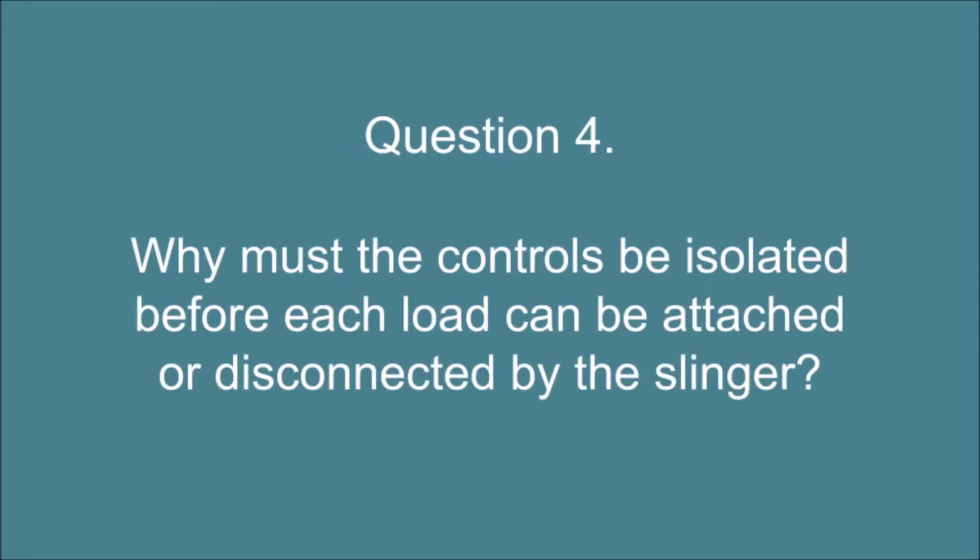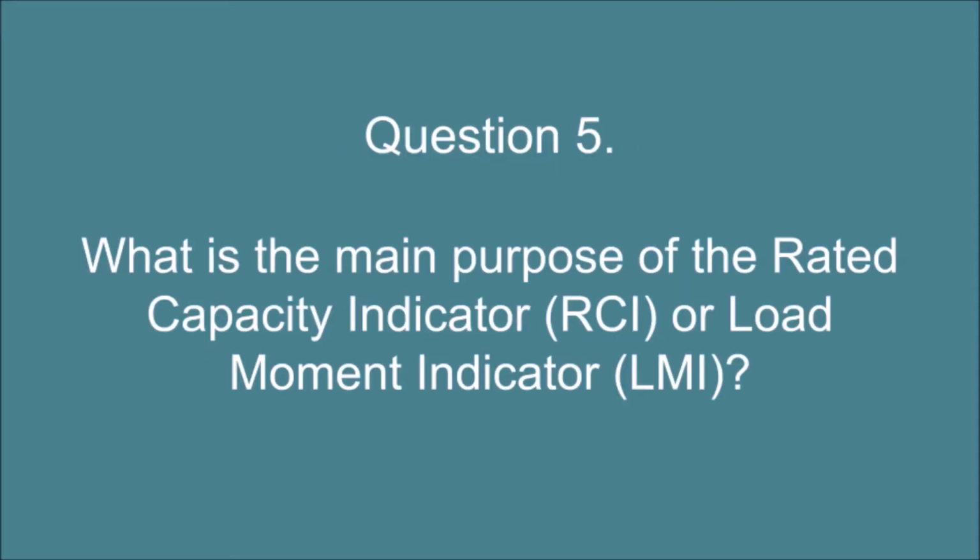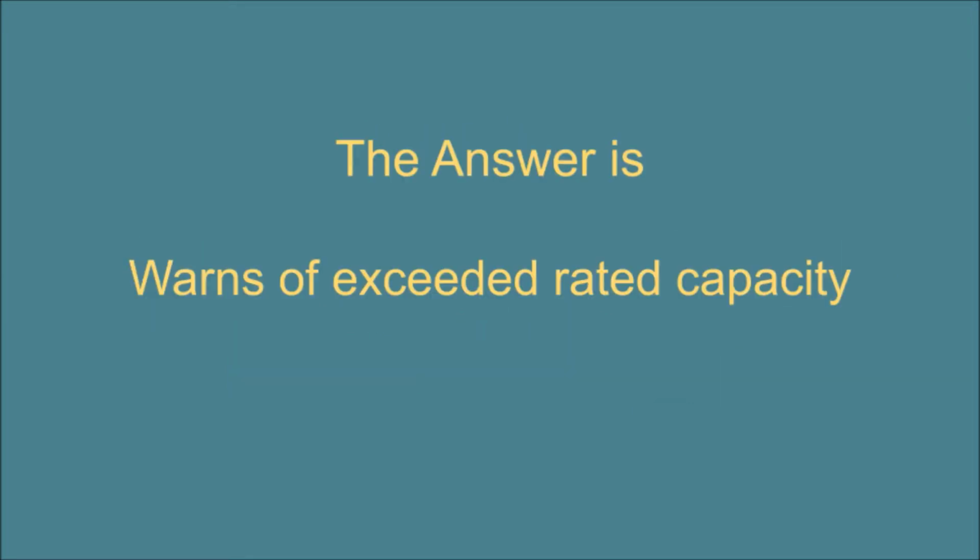Question 4. Why must the controls be isolated before each load can be attached or disconnected by the slinger? The answer is to avoid injury risk to the slinger through accidental control operation. Question 5. What is the main purpose of the rated capacity indicator, RCI, or load moment indicator, LMI? The answer is warns of exceeded rated capacity.